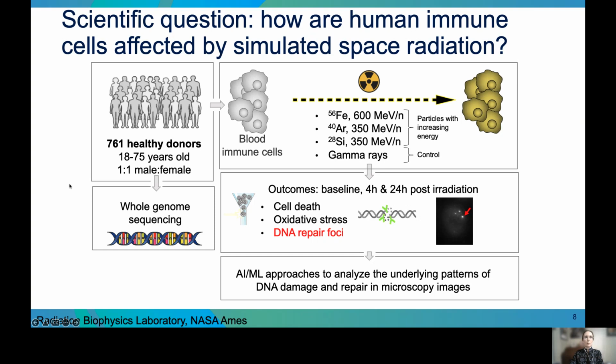This data set was motivated by the scientific question, how are human immune cells affected by simulated space radiation? So blood immune cells were taken from 761 human volunteers and subjected to 3 different particles with increasing energy, and then also subjected to gamma rays as a control. Microscope images were taken at baseline or 4 or 24 hours post-radiation and stained for a marker of DNA repair. Now that we have this benchmark data set, we want to employ AI/ML approaches to analyze the underlying patterns of DNA damage and repair.